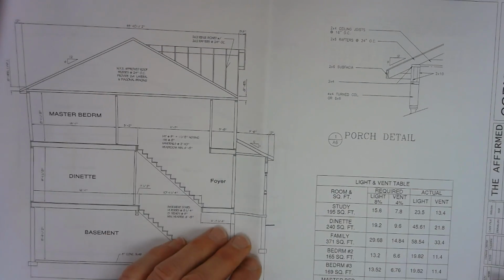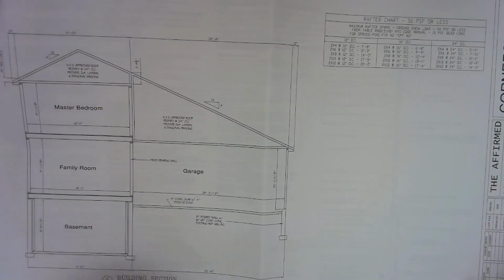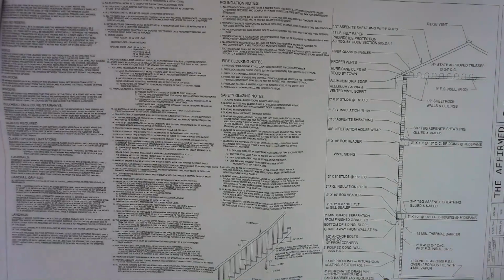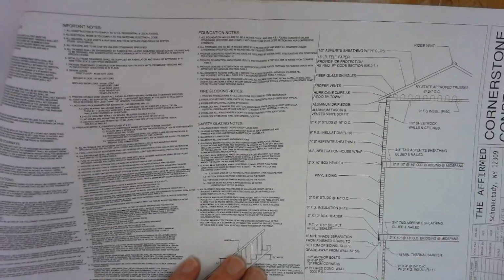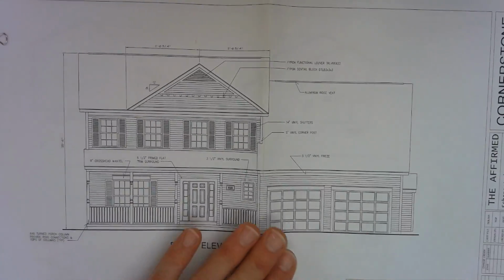And it goes on, so all kinds of different views. We'll talk more about these in a minute. Got a bunch of notes on here. All right, and that's the last page. So this is pretty much what you need to build your house.